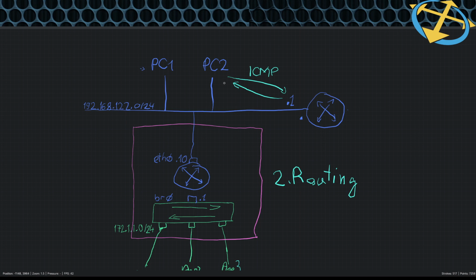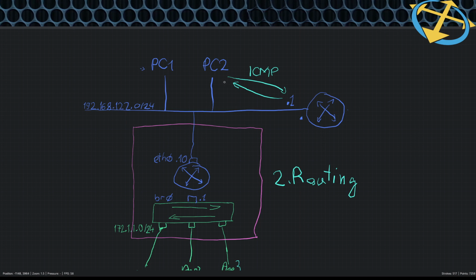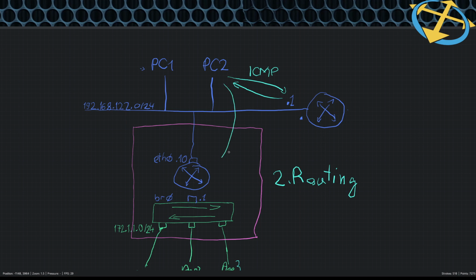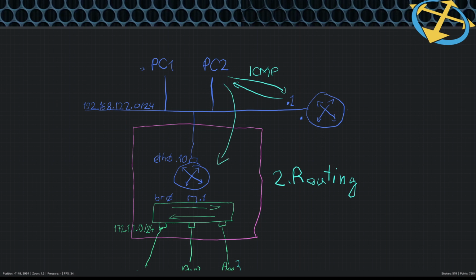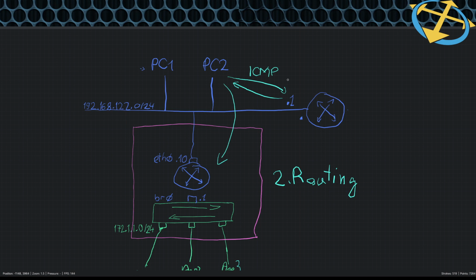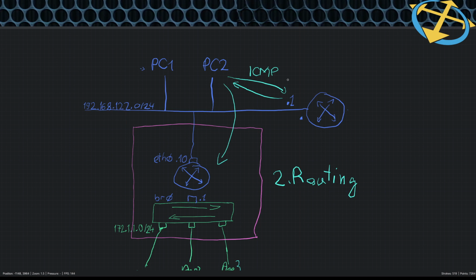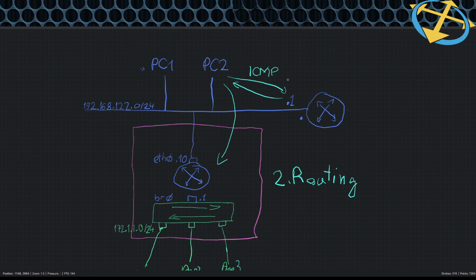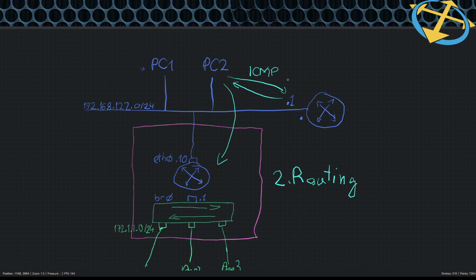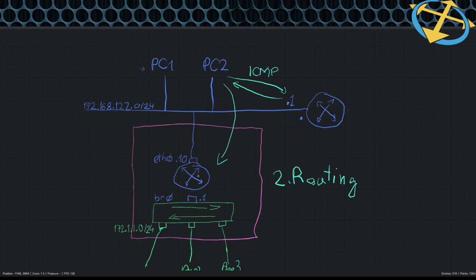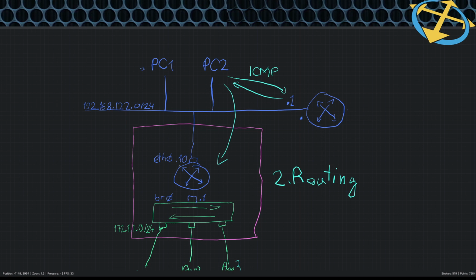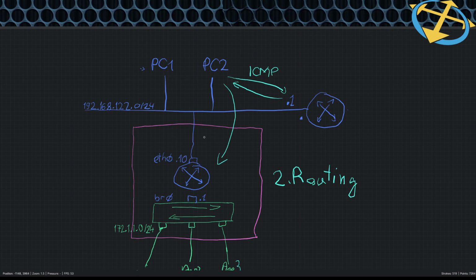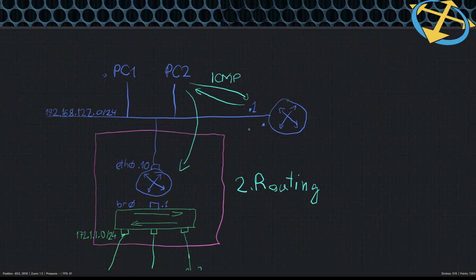So in that moment, PC2 will update its routing table, and it will be able to send the traffic to the containers, and it will send the traffic to the IP with .10, so 192.168.122.10. I mentioned ICMP redirect.